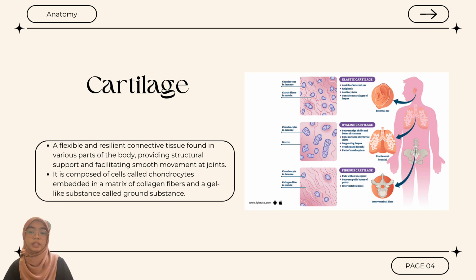There are three different types of cartilage, which are elastic cartilage, hyaline cartilage, and fibrous cartilage. Each of these cartilages has different properties and locations. For example, we can find elastic cartilage in the auricle of the external ear, hyaline cartilage in the trachea and bronchi, and lastly, fibrous cartilage can be found in intervertebral discs.